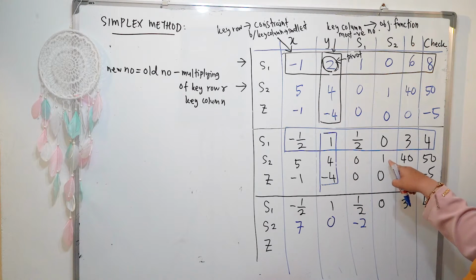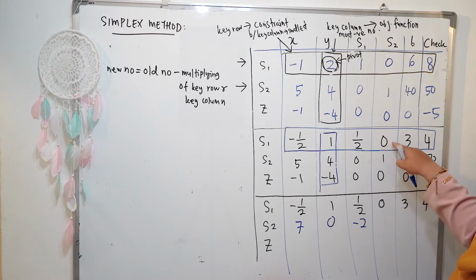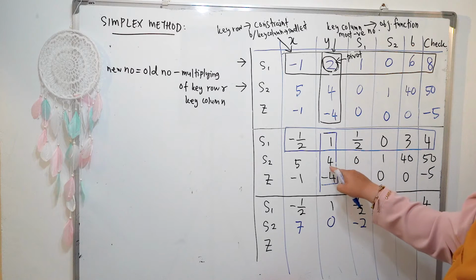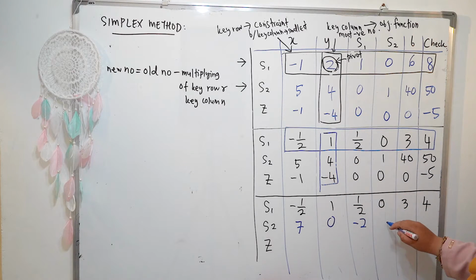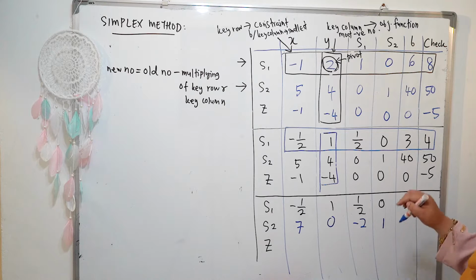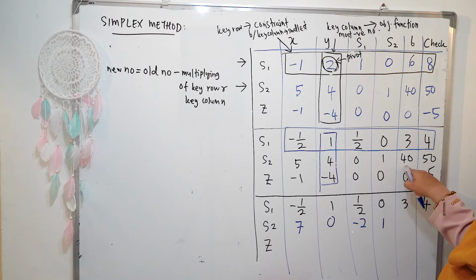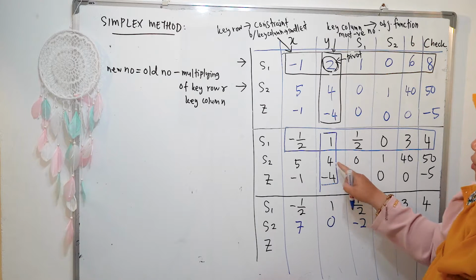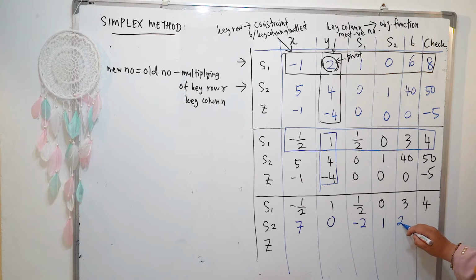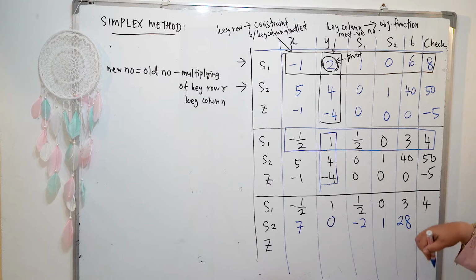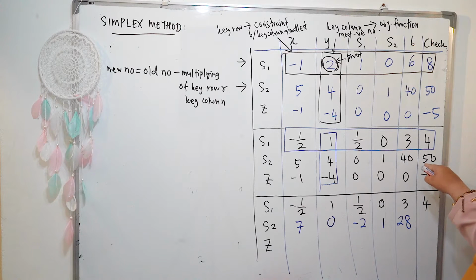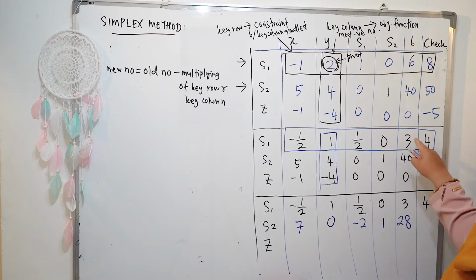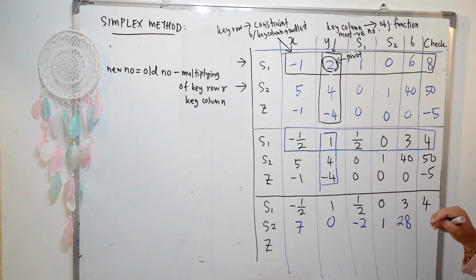Okay, so the next one, 1 minus 0 times 4. Okay, 1. And then the next one, 40 minus 3 times 4. So I get over here 28. And then over here 50 minus 4 times 4. So I will get 34.